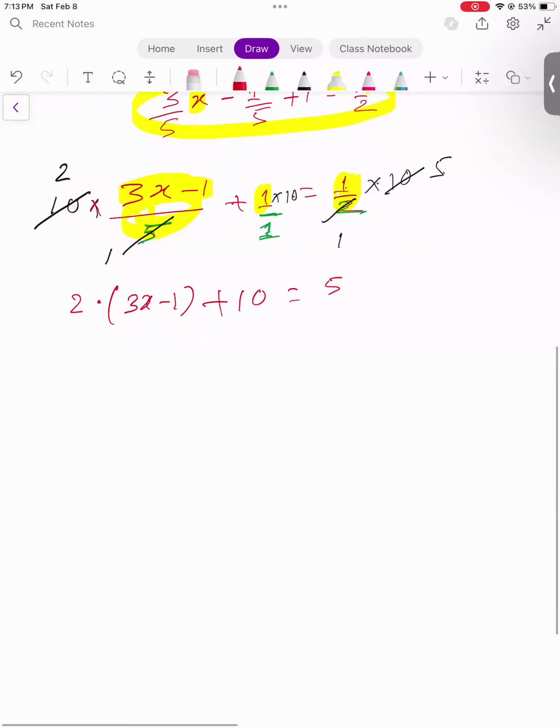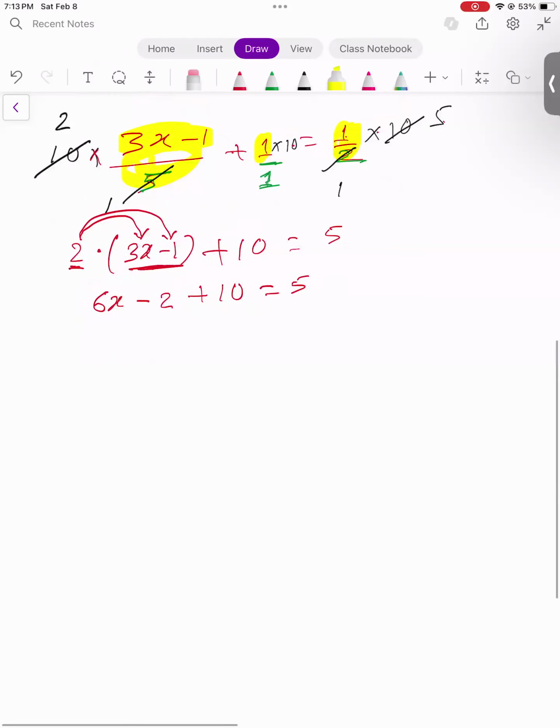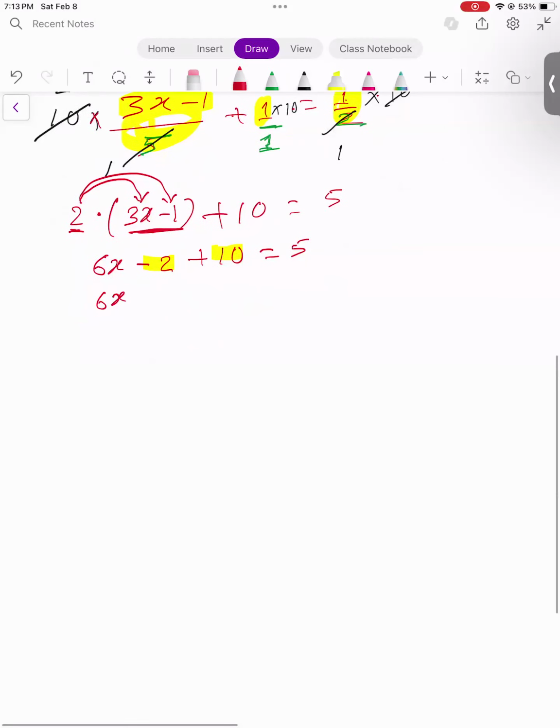So we have 2 times a binomial, so we distribute this 2 to 3x and negative 1. 2 times positive 3x is positive 6x, 2 times negative 1 is negative 2, plus 10 equals 5. We look for the like terms. These two are like terms. 6x minus 2 plus 10 gives plus 8, equals 5.